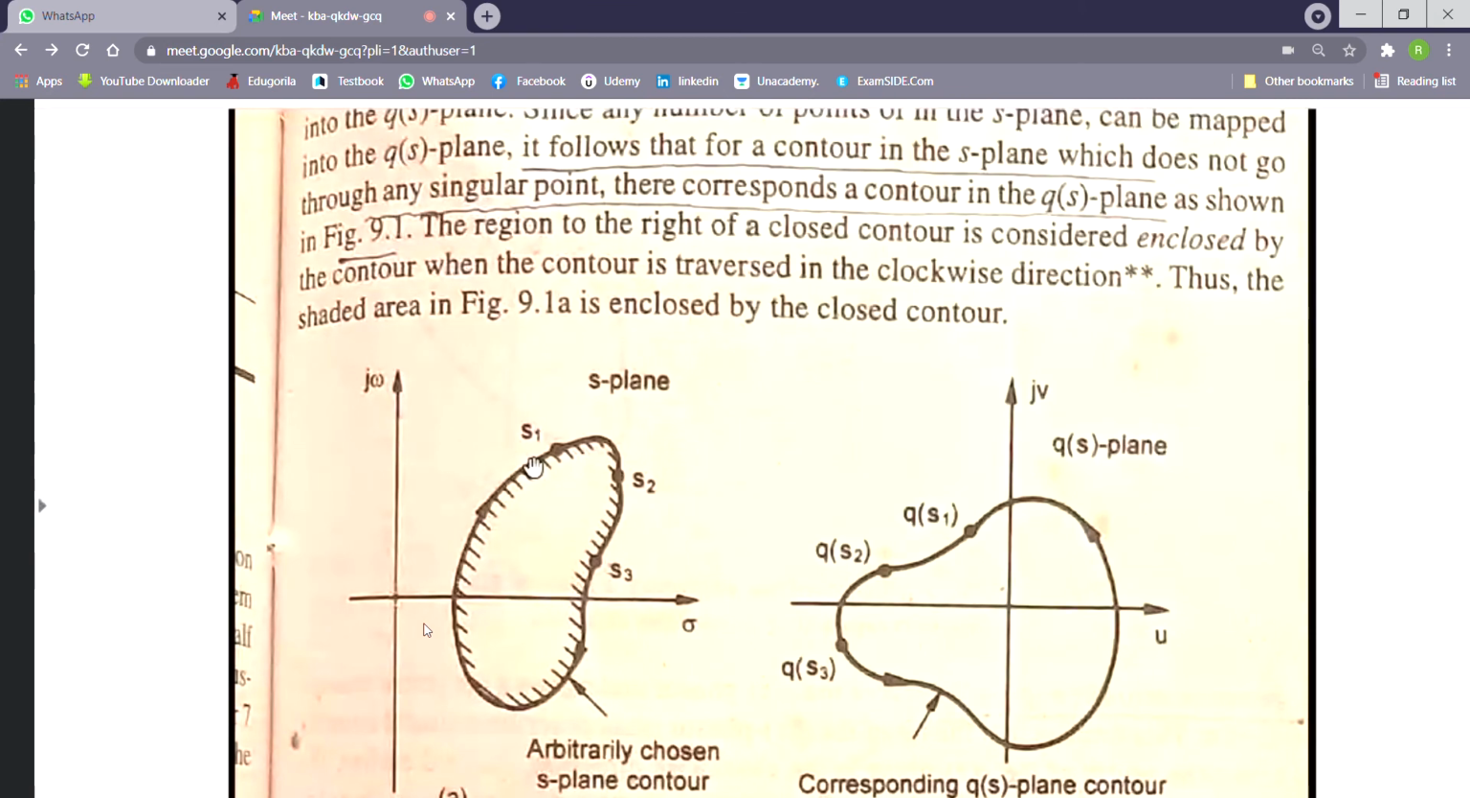Since it's a closed contour, let's assume that we have started from this particular point S1, then we pass through the points S2, S3, S4, S5, and finally terminate at this particular point S1. Since it's a closed contour, the starting point and the terminating point will be the same. Otherwise, we will not get a closed contour, isn't it?